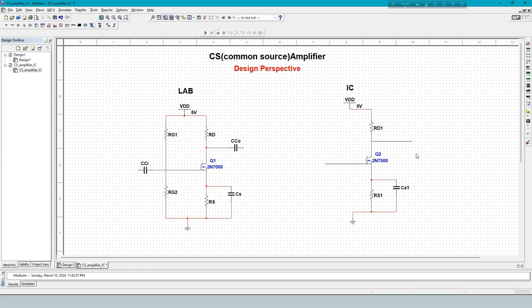The MOSFET size is very small in IC, and the supply voltage is very low. Heat generation possibility is low, and power dissipation is also low. Finally, RS and CS are also eliminated.